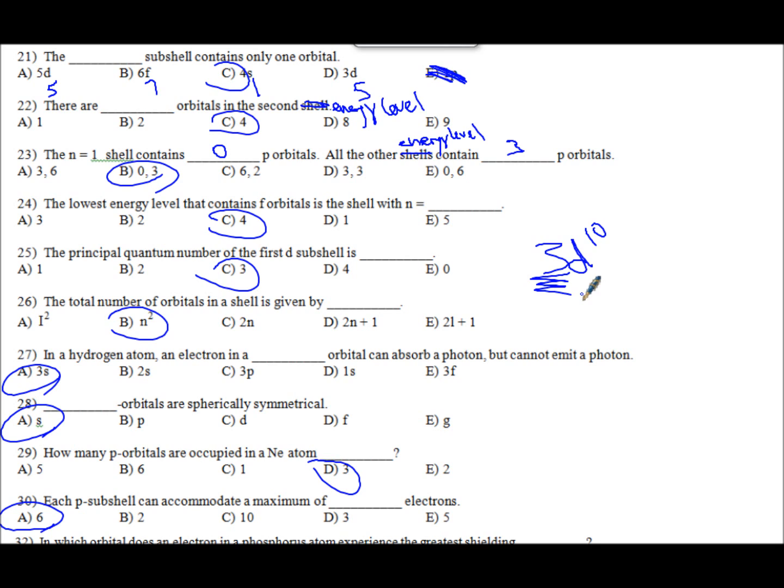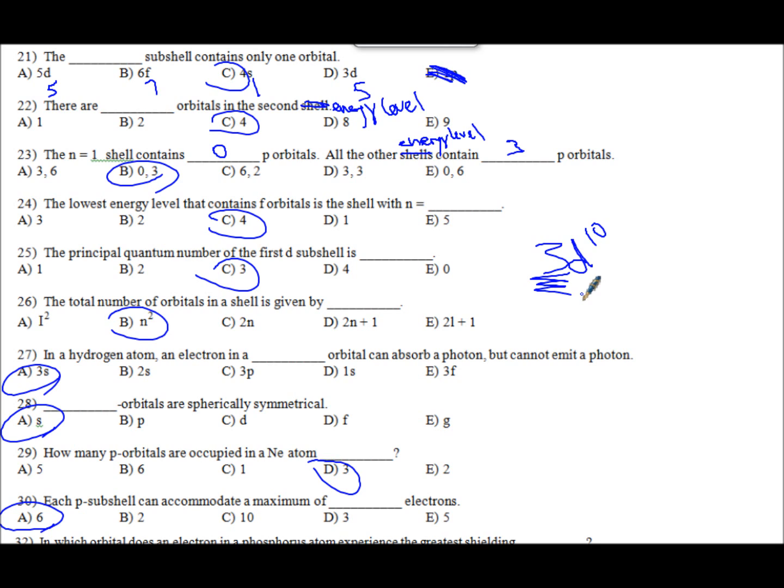So let's read the question. The principal quantum number for the first D sub-level or subshell is the 3rd. The principal quantum number for the first F, when's the first F occur? The first F occurs as the 4th energy level. So for F's it would be 4. For P's the first one is a 3, and then for S's it's the 1s. 26 is kind of that fact about how many orbitals are there per energy level.